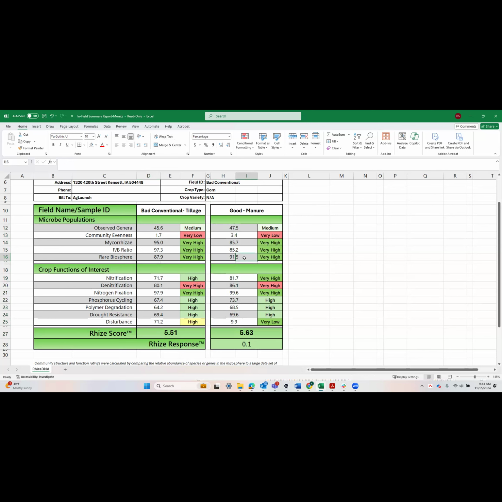Some interesting differences to look at. Look at that disturbance. Yeah, that's a great catch there, Josh. That just really sticks out to me. That one bad tillage area.